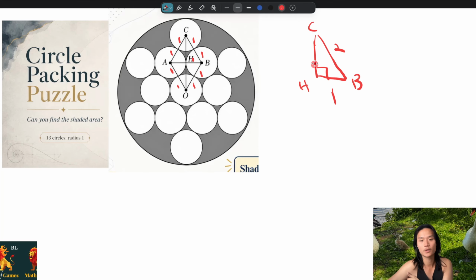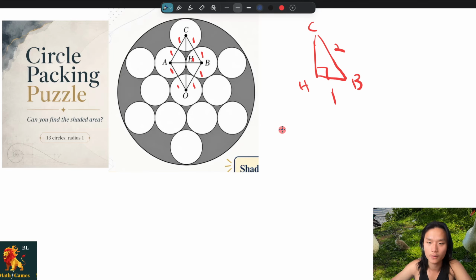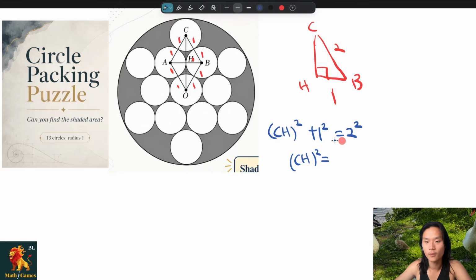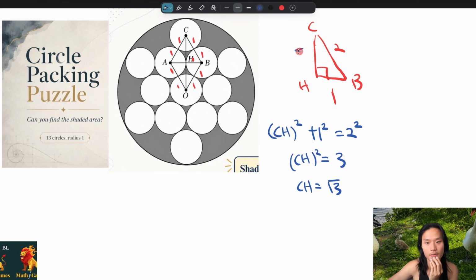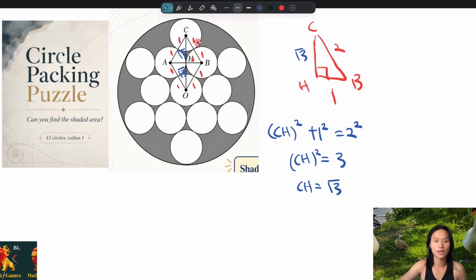So once again, whenever we see these right angled triangles in geometry puzzles, we always want to use the Pythagoras theorem. So CH squared plus 1 squared equals 2 squared. So CH squared is 4 minus 1, that is 3. So CH is the square root of 3. So here we have square root of 3, and also here square root of 3.